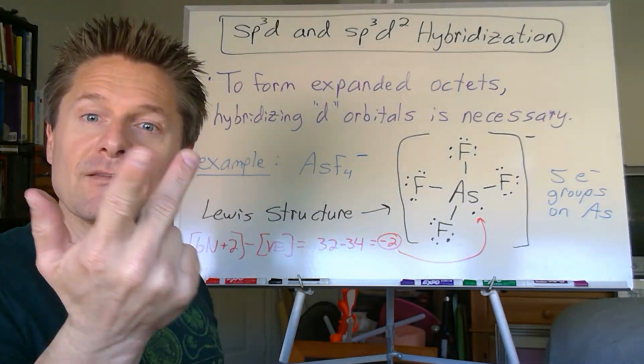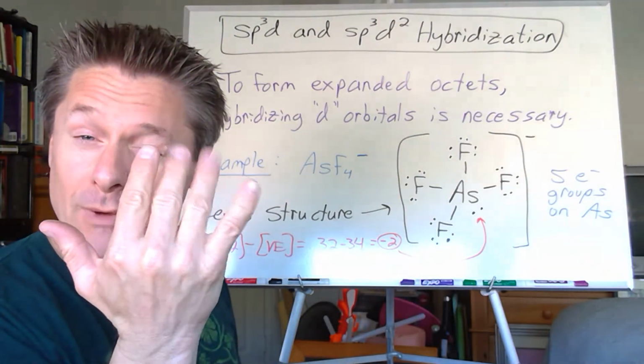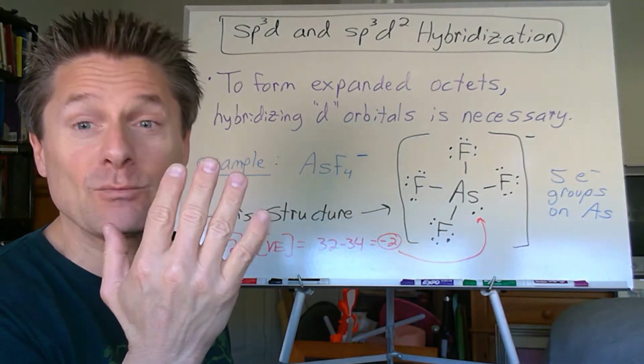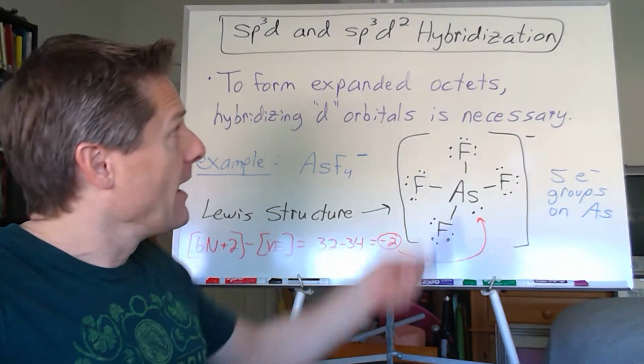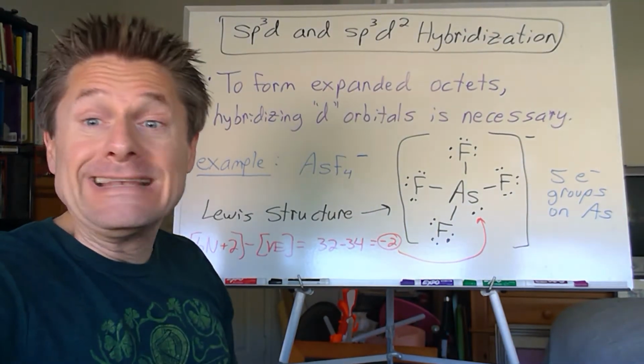s, px, py, pz. We need one more. We need one of the d's. It doesn't really matter which one of the d's. We'll just say we need a d. Remember the four-leaf clover things? Let's draw that on the next board, and then we'll do a simplified version of sp3d.